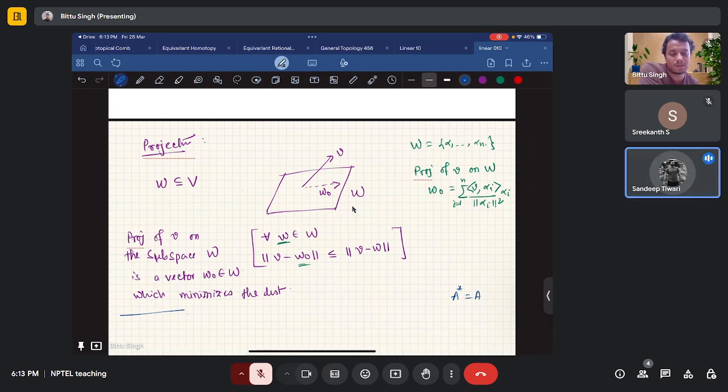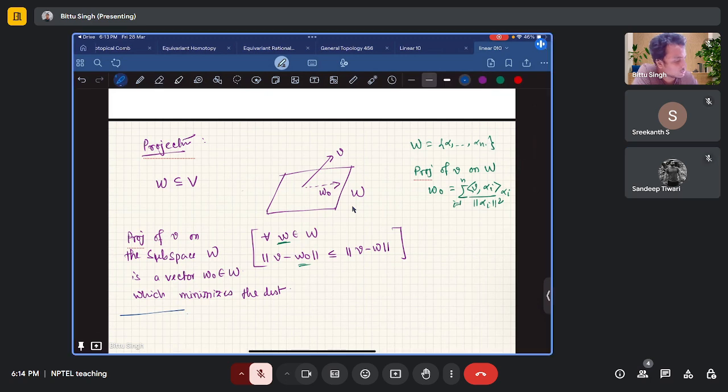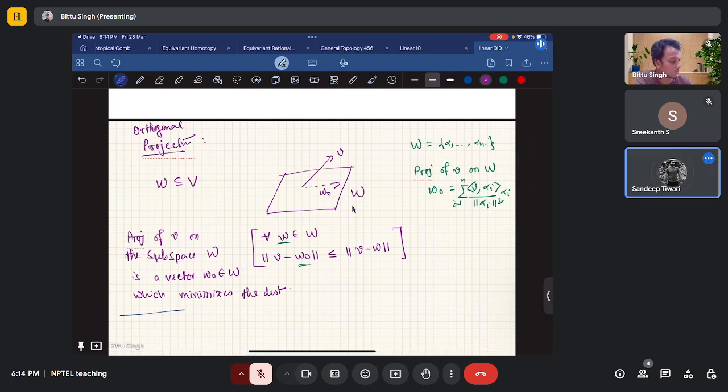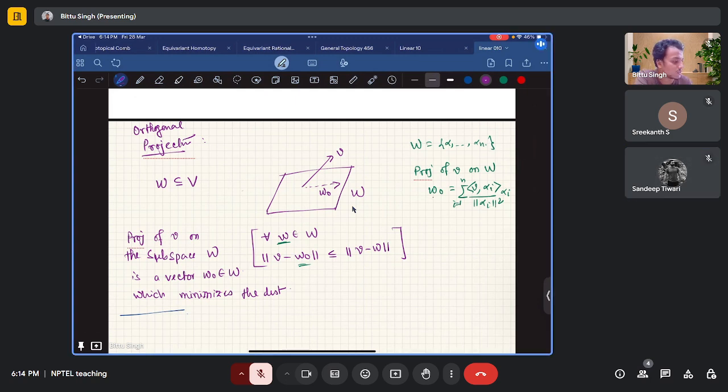Sir, what is orthogonal projection? I think it is not described. So orthogonal projection, I have just written the definition of orthogonal projection. That is the definition. And you can check that this correspondence, for V you get a W0.